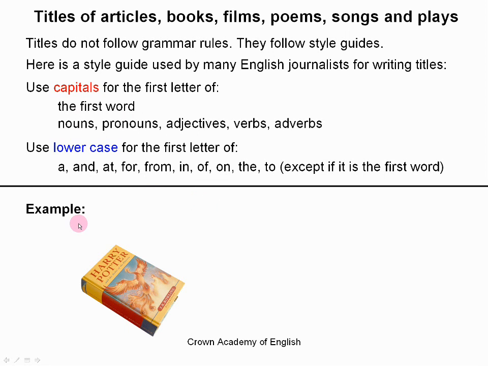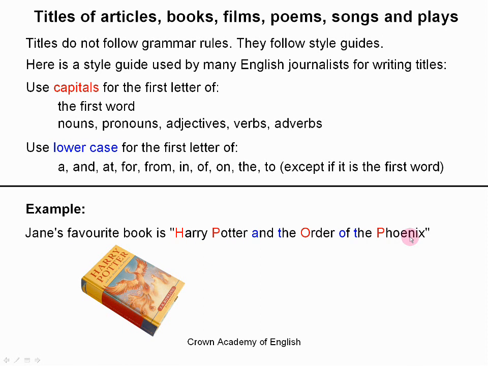And let me give you an example. Jane's favourite book is Harry Potter and the Order of the Phoenix. So we can see the rules. These are nouns, or this is a person's name, in fact. So Harry Potter is in capitals. Order and Phoenix, they are nouns, so they are in capitals. And the other smaller words, they are in small letters. And, the, of, the.